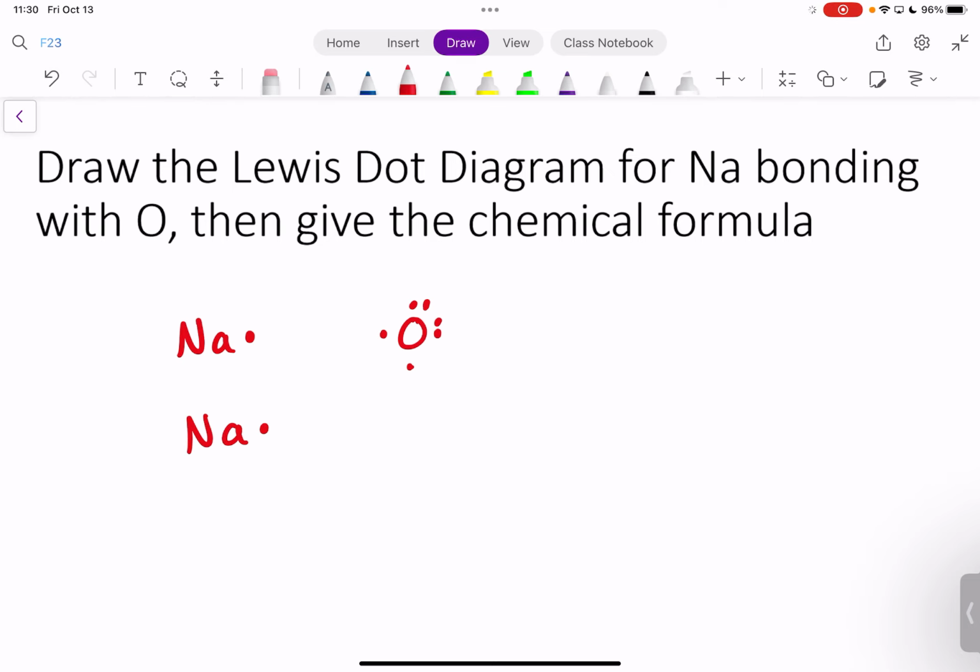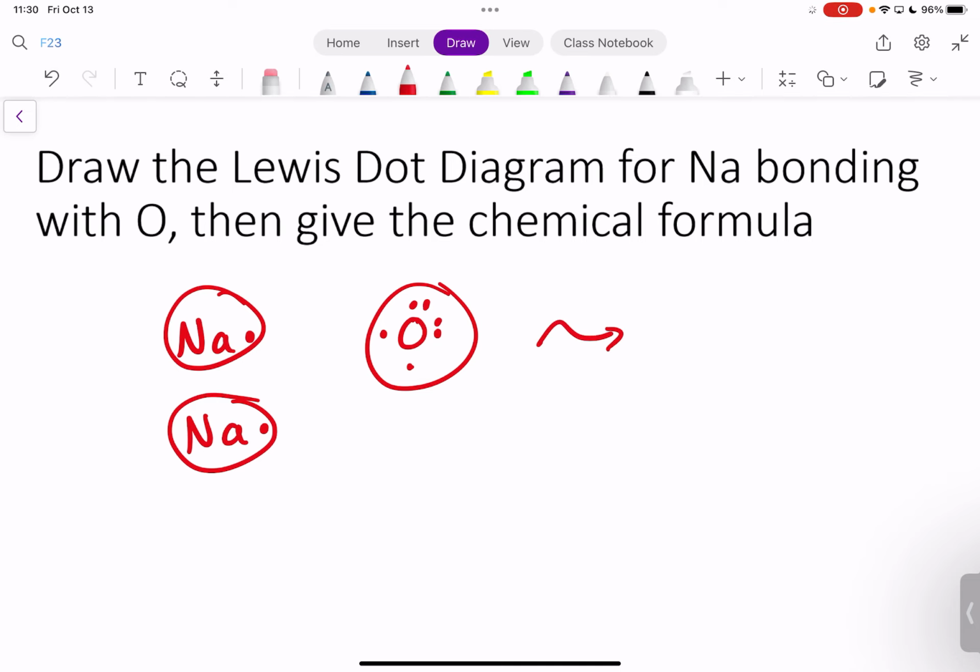You can't change how many valence electrons each of these has, but you can change how many of each of them you have. Okay? So you can add another sodium ion. There's tons of them around, right? And when you do that, you've got 2 sodiums bonding with 1 oxygen. So your formula is what? Na2O, right? This 2 here gives you the number of Na's that you have.